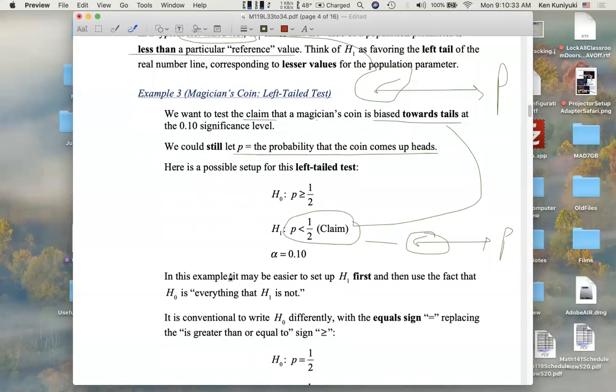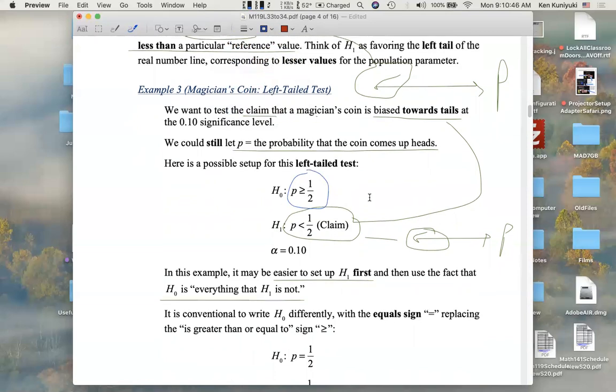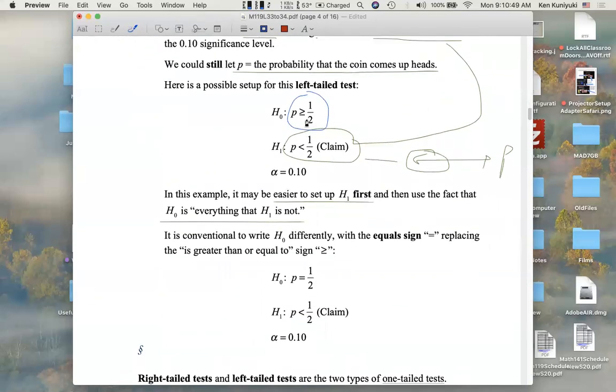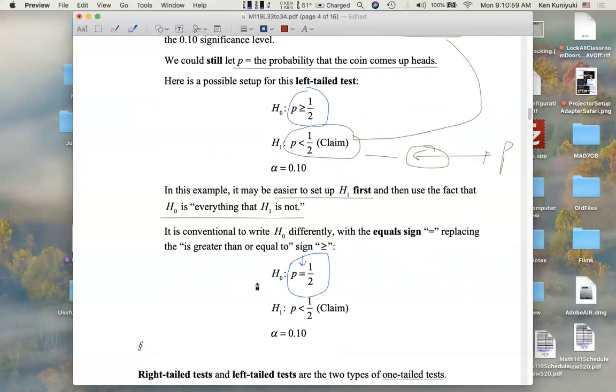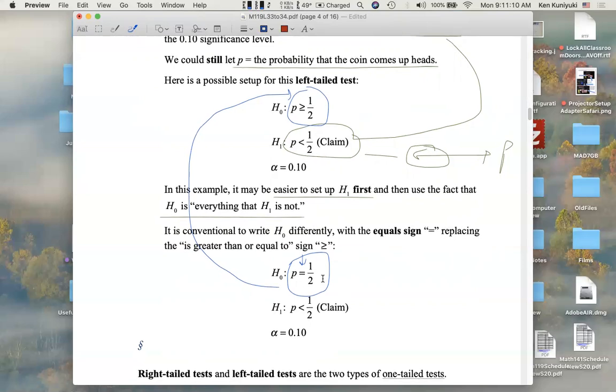And again, it may be easier to set up the alternative first, that was the claim, and then use the fact that the null is everything that the alternative is not. So here, P is greater than or equal to 1/2 would be the null. But once again, it's conventional to write, instead of greater than or equal to, a straight up equal sign. P equals 1/2. It's very conventional for books to write that, the borderline case. And this assumes that. So really the null includes the case of P being greater than 1/2, but we're focusing on the boundary case because that's what we base calculations on.